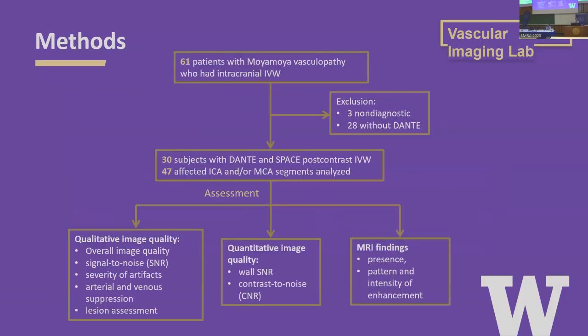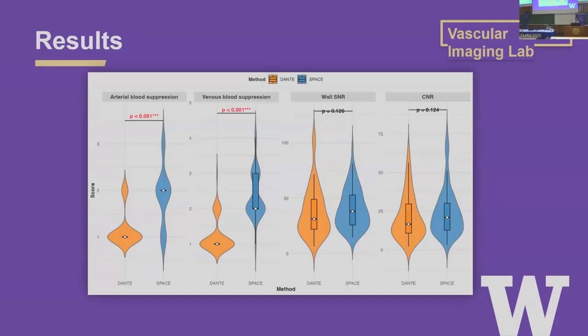So we started off with 61 patients with Moyamoya vasculopathy with vessel wall imaging. As we whittled it down, we ended up with 30 subjects with Dante and SPACE both acquired in the same scanning session, with 47 affected ICA or MCA segments. We looked at a number of qualitative and quantitative metrics in terms of evaluating image quality, SNR and CNR. We found that blood suppression using Dante was significantly better than with the conventional SPACE. In addition, quantitative SNR and CNR were equivalent between the 2 acquisitions.